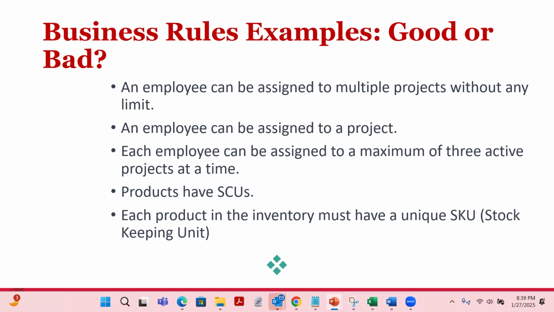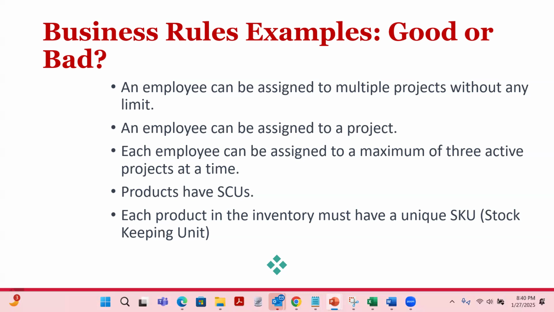An employee can be assigned to a project. Is it a good one or bad one? It's not bad, but it's not too precise either. So the next one, each employee can be assigned to a maximum of 3 active projects at a time. So this is a good business rule. It tells us minimum, maximum, and it is precise, distinct, and tells us enough information about 2 different data types, employee and projects.